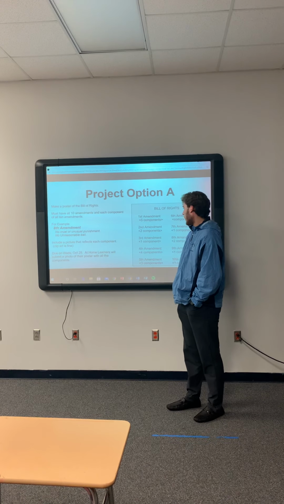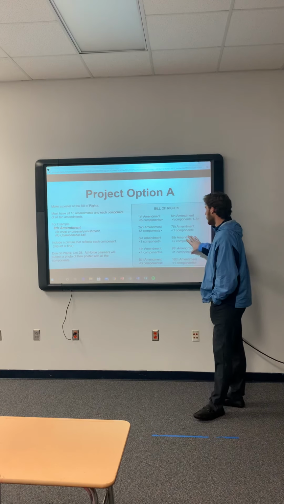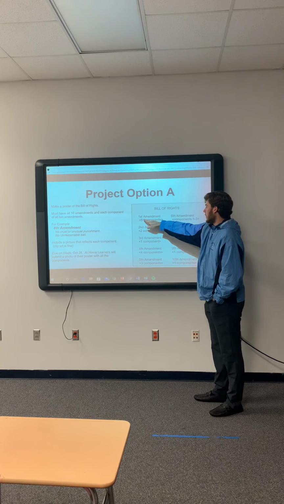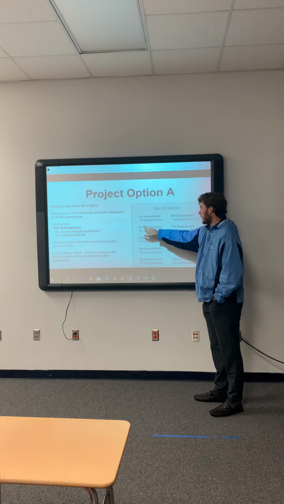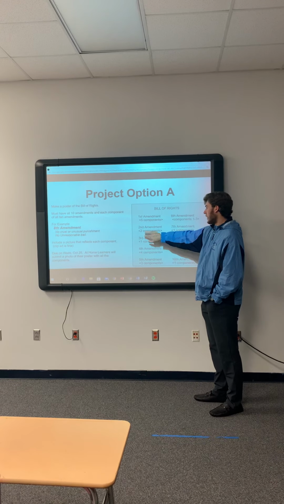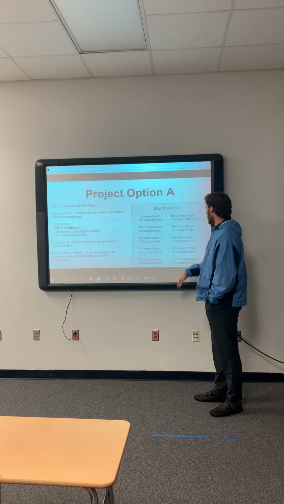And so that's how it will look. This is kind of an example of if this was your poster, you'd have the First Amendment here written out, the 5 components, and then you'd have your picture underneath here for each of your components. Second Amendment, and so on, okay?